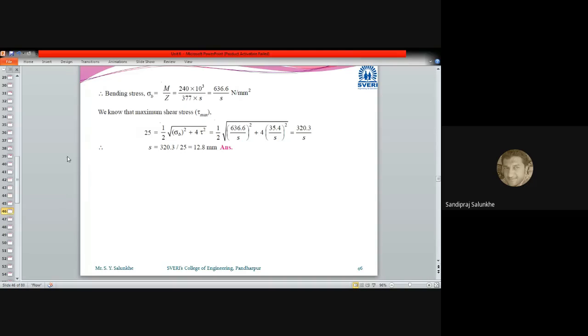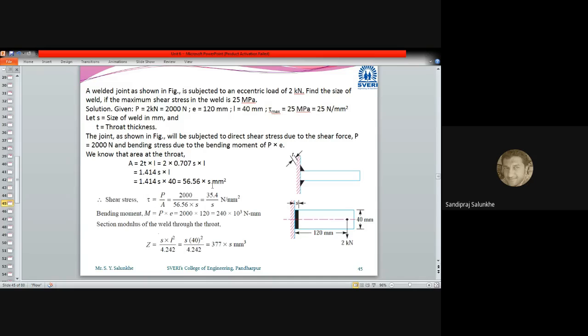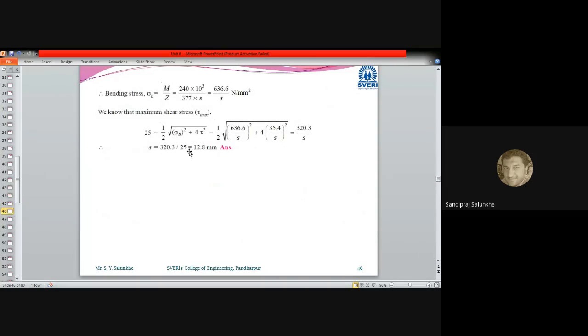That is the size of the weld, and later on we can calculate the throat thickness also from that if required. S is equal to 12.8 millimeter, the size of weld, which we have to keep as 12.8 millimeter.